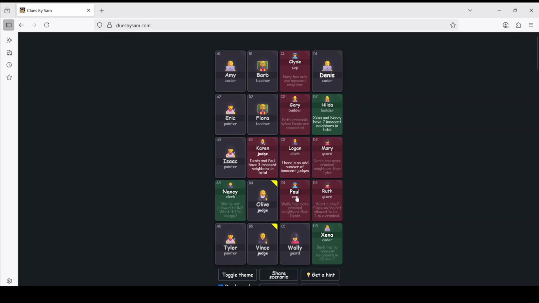Paul is over here in C4. 1 revealed innocent neighbor, Xena. So that brings us to 2, and then we know either Olive or Vince is going to bring that to 3 innocent neighbors. Therefore, Wally is a criminal, because if he were innocent, that would bring it up to 4, and we know it's 3. So Wally is going to tell us Hilda and I have 2 innocent neighbors in total.